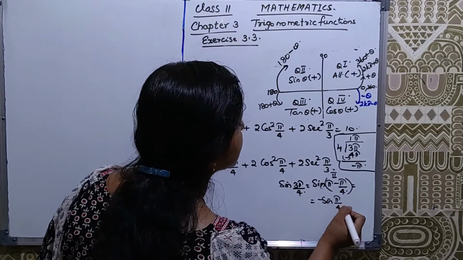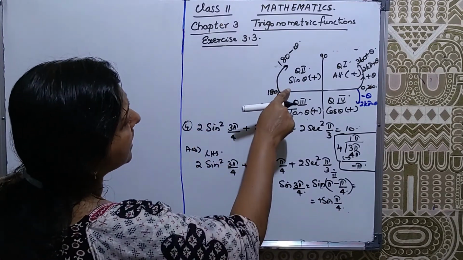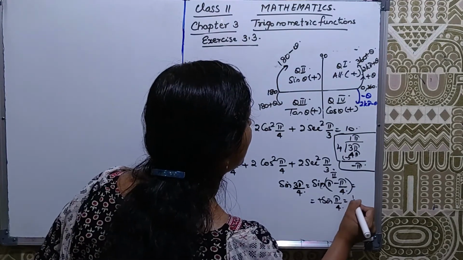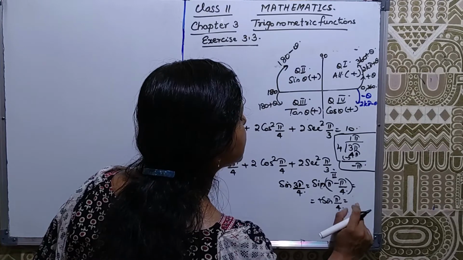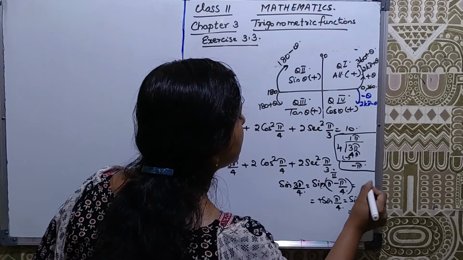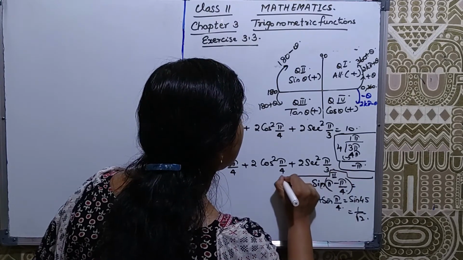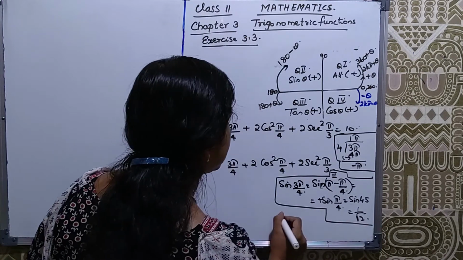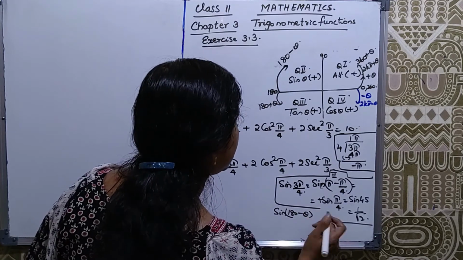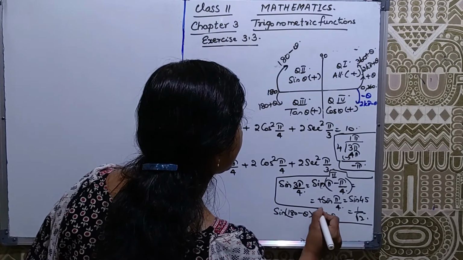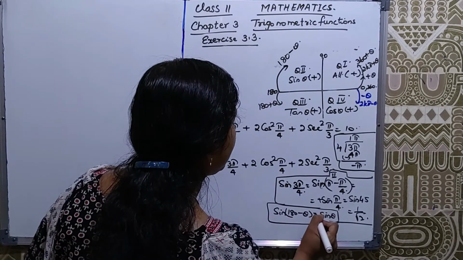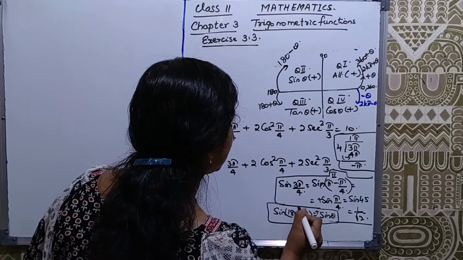So it will be minus sine pi by 4. In the second quadrant sine is positive, so it is plus sine pi by 4. That will be equal to sine 45, which is 1 by root 2. In general, sine(180 minus theta) is equal to plus sine theta, because it belongs to the second quadrant.